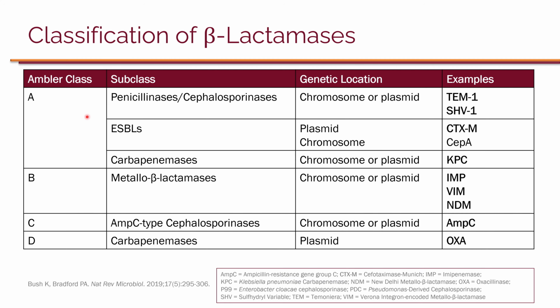Class A, which is a large class, is a bit tricky because it has several subclasses. So this includes penicillinases that break down penicillins, and cephalosporinases that will break down first and second generation cephalosporins. And these can either be genes on chromosomes or plasmids. For Enterobacterales, it is most commonly on plasmids. Some examples are TEM-1 and SHV-1. But what's really clinically significant is the ESBLs that we just covered. And again, there are many enzymes under the subclass of ESBLs, and these are most often on plasmids, but they can also be on the chromosome. But what's clinically significant is essentially the ESBLs that reside on plasmids.